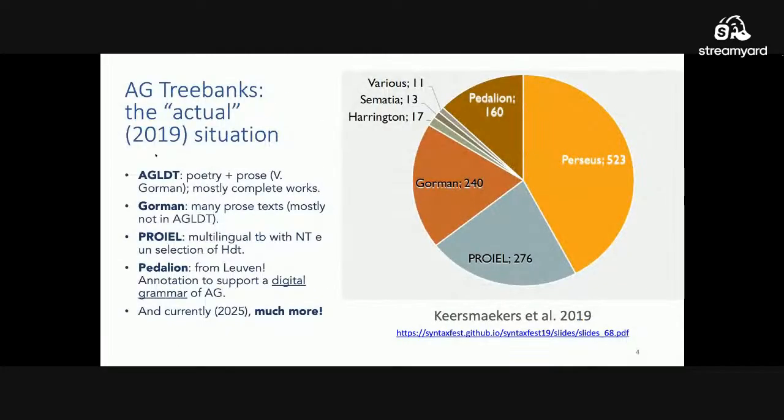Now, this is to give you an idea. We will talk about that in a second, a little more. This is also to give you a quantitative idea of the situation in 2019. This is a slide that I often use. You see that we have a pretty consistent collection for Greek. This slide only shows Greek treebanks.